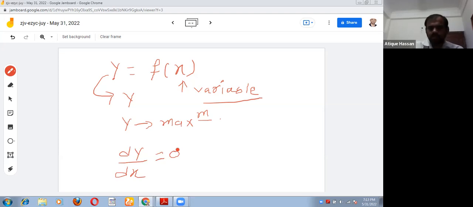I will explain it by example also. Leave that question separate; we will get back to it. First I am explaining this thing. Suppose we have a function y is equal to f(x), then y will be maximum when dy by dx is equal to 0. Let me give an example.